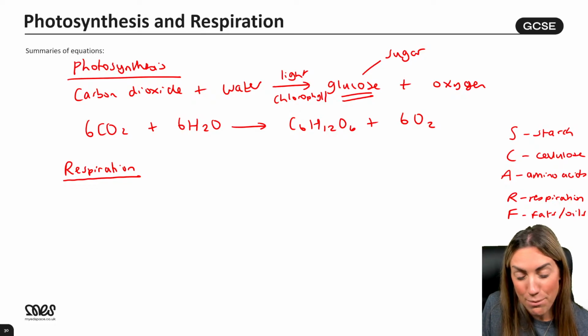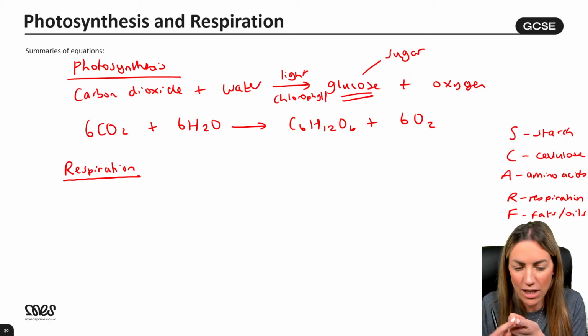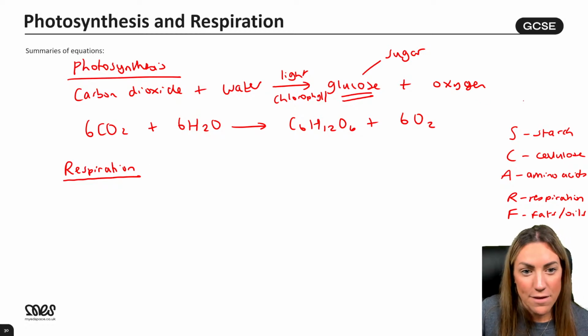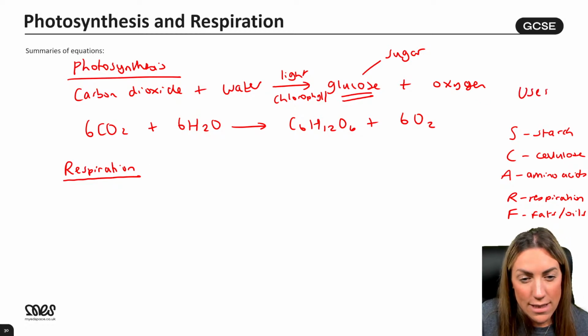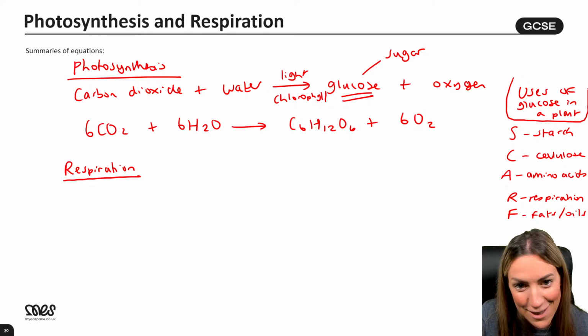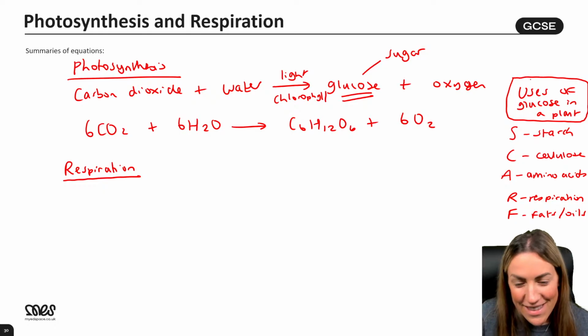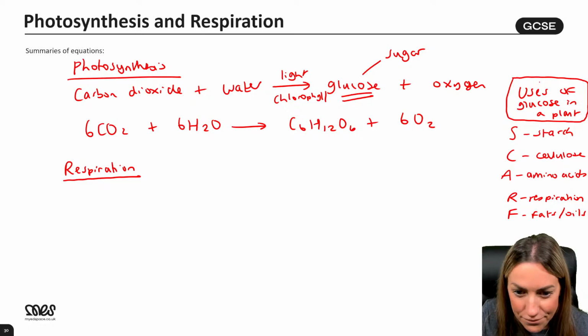Uses of respiration in the body, for sure, Dave. Yeah, because respiration releases energy for muscle contraction, for active transport, for protein synthesis. SCARF is, if you missed that, the uses of glucose in a plant. Let's hope now, after doing that little extra, we get a question on that tomorrow. There you go. Uses of glucose in a plant.